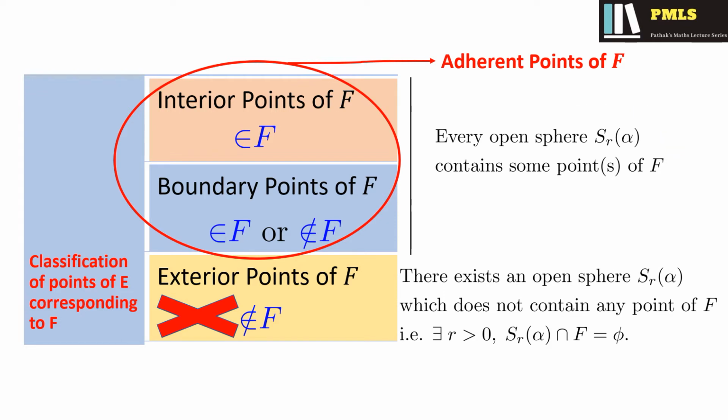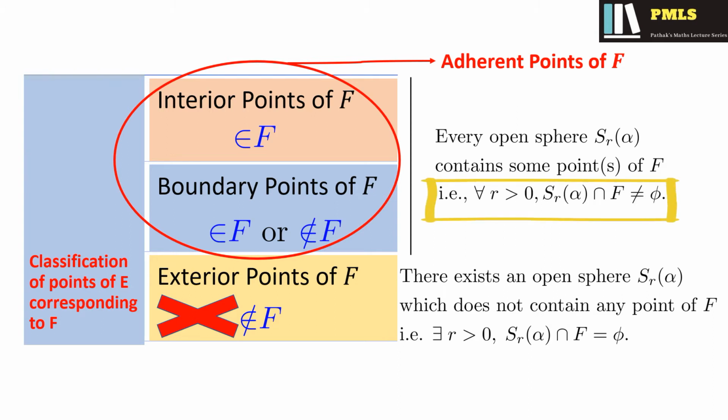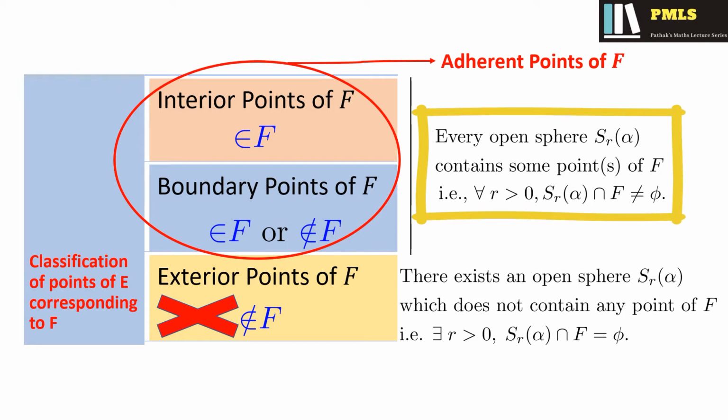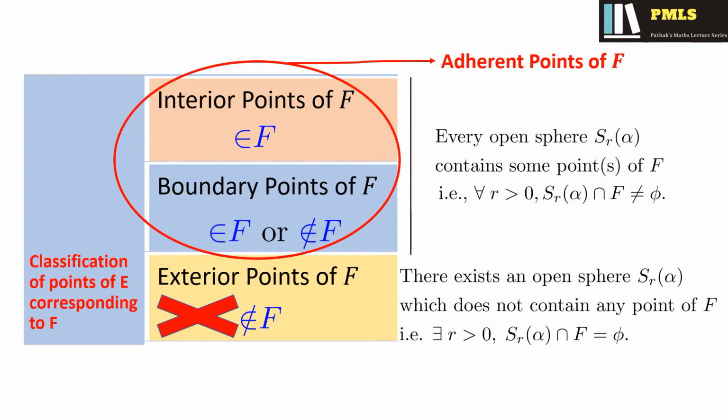In symbols too, you can see that the statement there exists r greater than 0 such that the intersection of S_r(α) and F is empty is negated by the statement that for all r greater than 0, that is for all open spheres S_r(α), the intersection of S_r(α) and F is non-empty. So this statement, which negates the condition fulfilled by exterior points, is good enough to be accepted as a definition of adherent points of F. Let us write it properly.